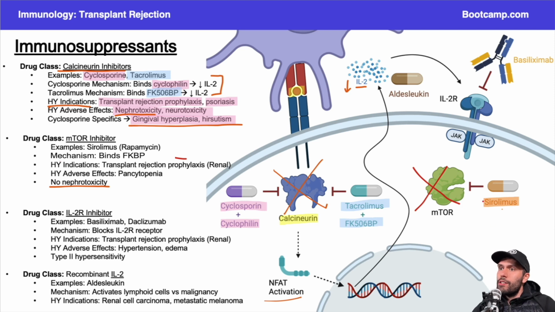Sirolimus can also bind to some of these FK binding proteins, similar to tacrolimus. So that's why you have some similarity in the name, but again, it's primarily going to be inhibiting mTOR. And again, it's classically used for renal transplant prophylaxis, and the high yield adverse effect here is pancytopenia. The really important thing is that there's no nephrotoxicity, right? So when we're using sirolimus, we're not usually talking about direct damage to the kidney. So that's going to be very different from the calcineurin inhibitor. So that's particularly high yield. One big thing to distinguish these two that you want to remember.